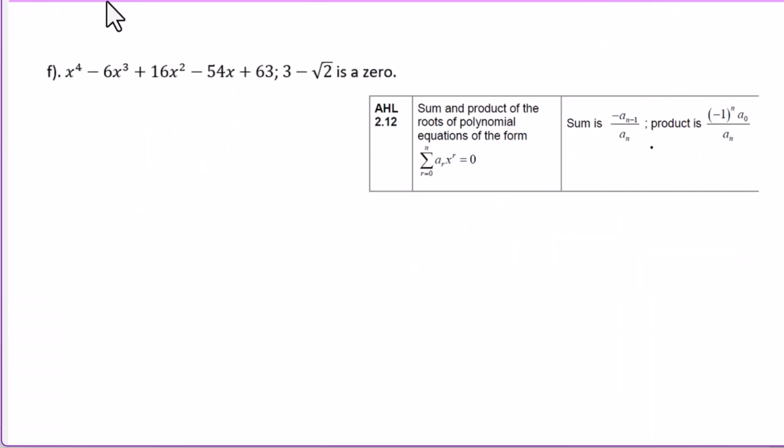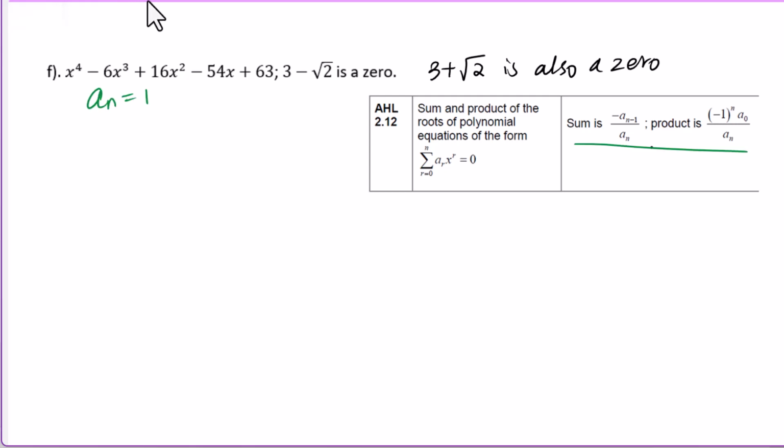Let's go to f. 3 minus the square root of 2 is a zero. Then 3 plus the square root of 2 is also a zero of this polynomial function. a sub n equals 1. a sub n minus 1 equals negative 6. a sub 0 equals 63. Since n equals 4, there are 4 roots for this polynomial function.